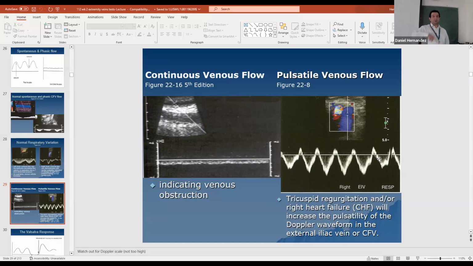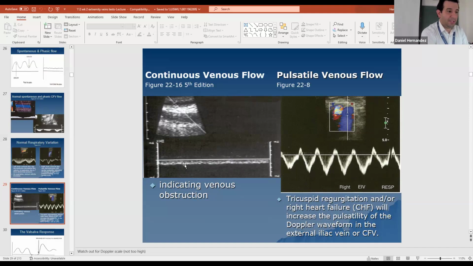So when I start seeing very pulsatile flow in the common femoral veins, to me that will indicate a patient who has congestive heart failure. So we're seeing what almost looks like arterial flow. So you could see cardiac pulsations. It's following a rhythm of the patient's heart in addition to their breathing.